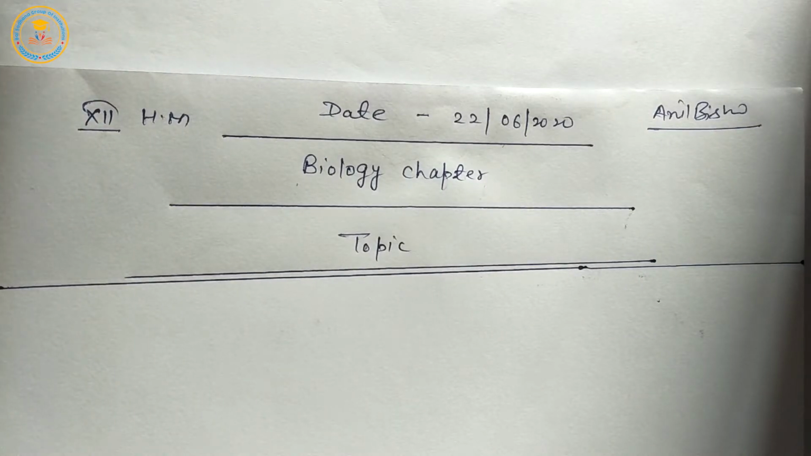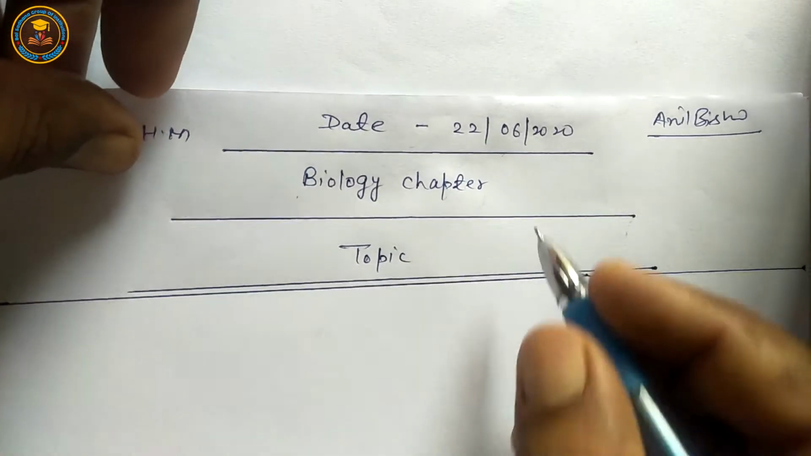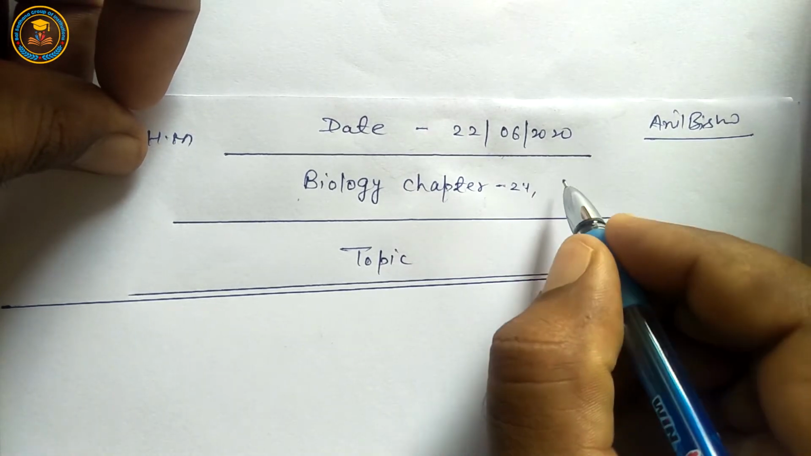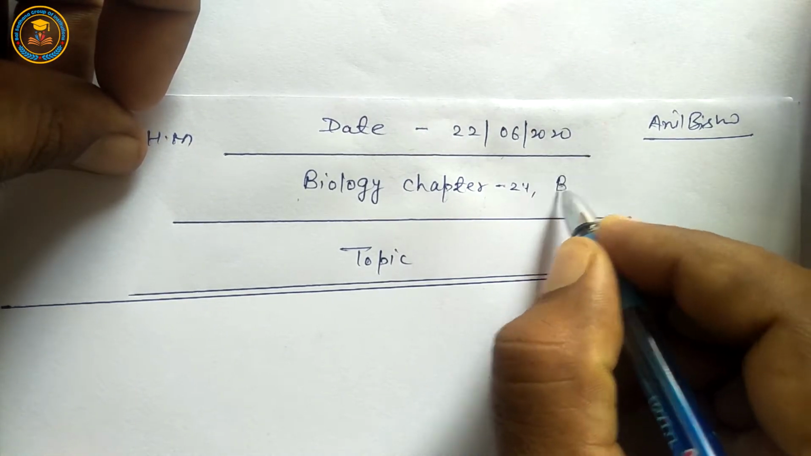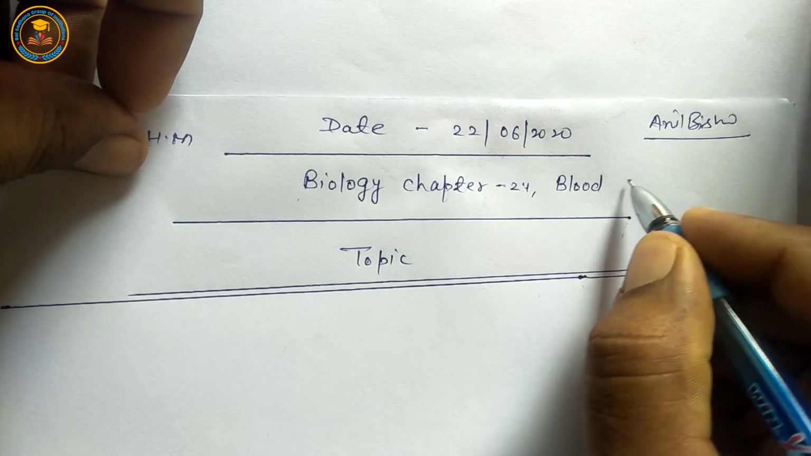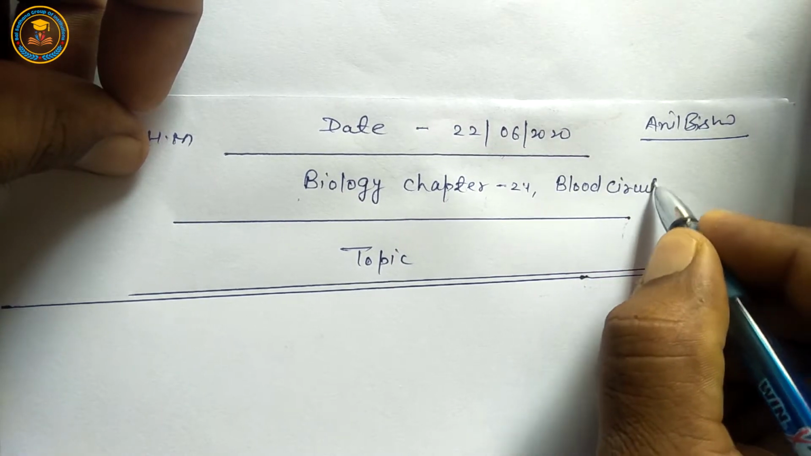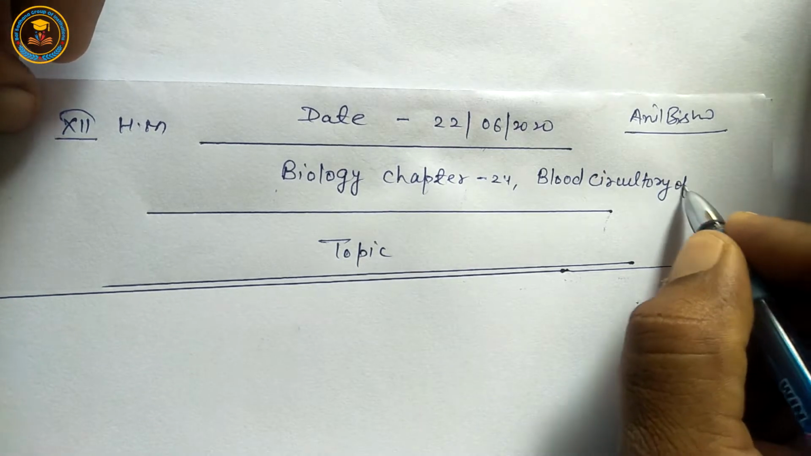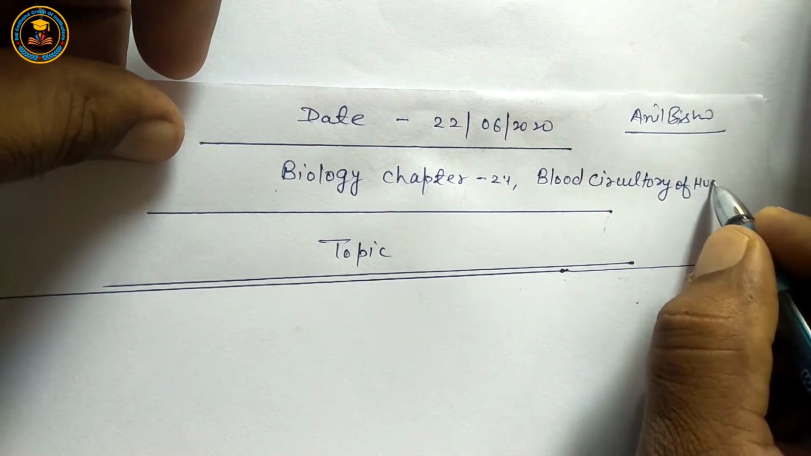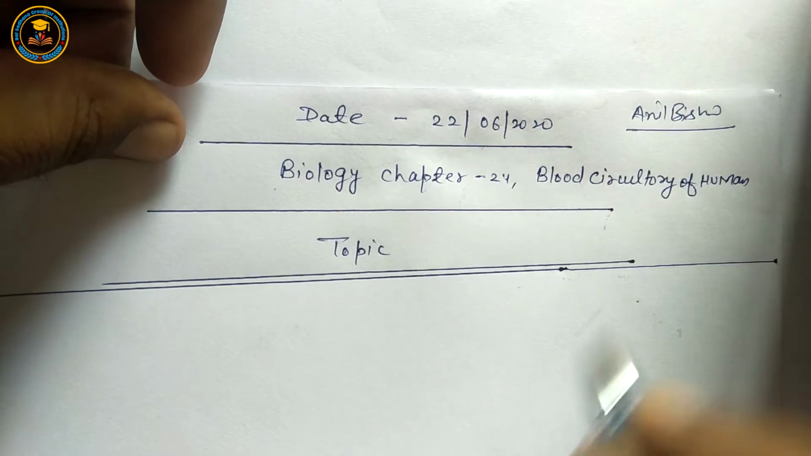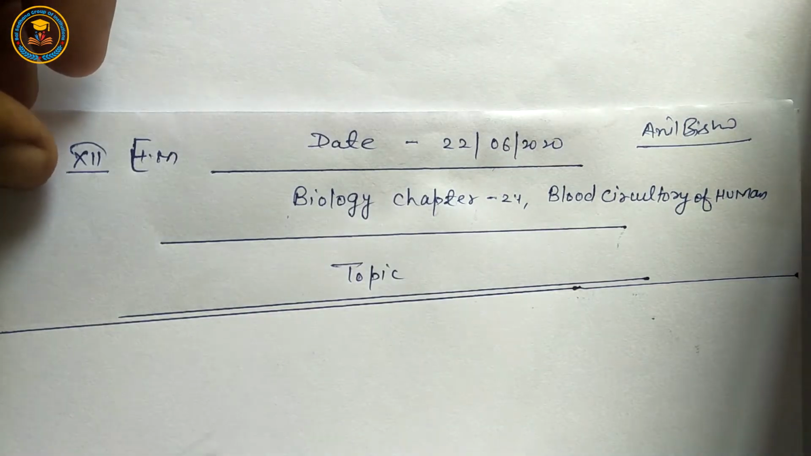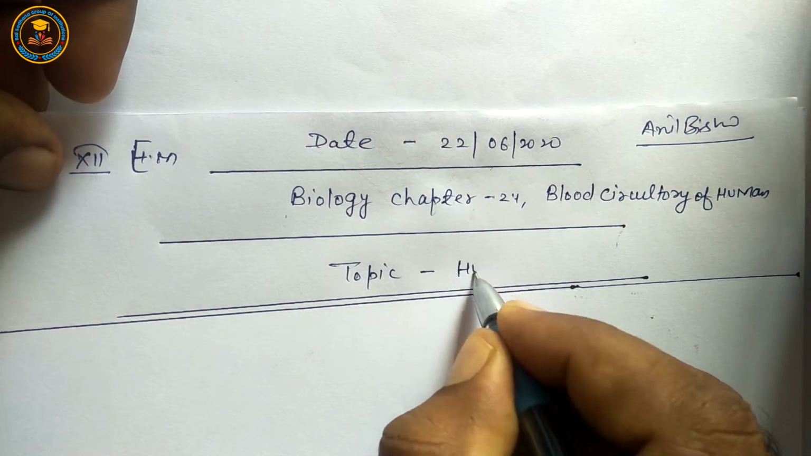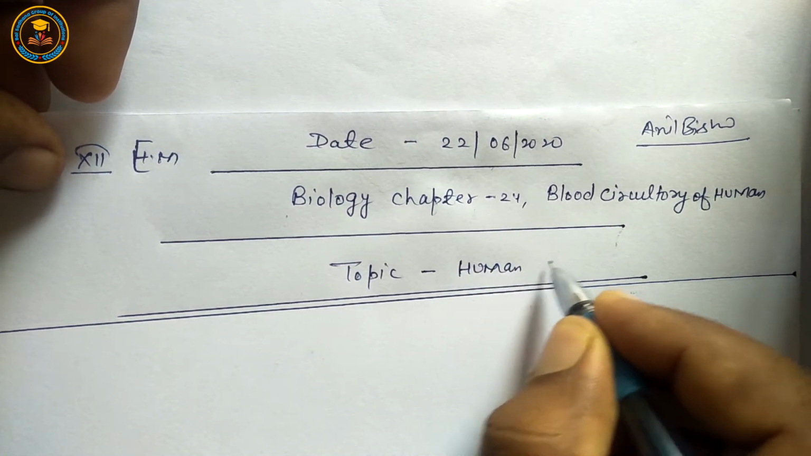Today we are starting again class 12th biology chapter 24, blood circulatory system of human, and today's topic is heart, or human heart.